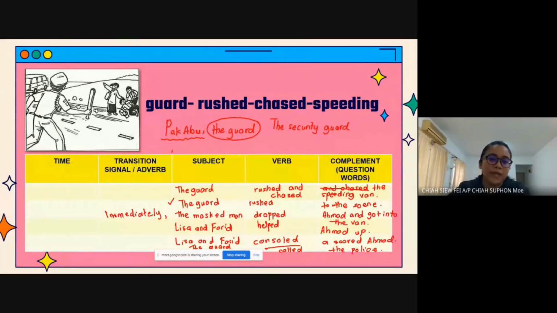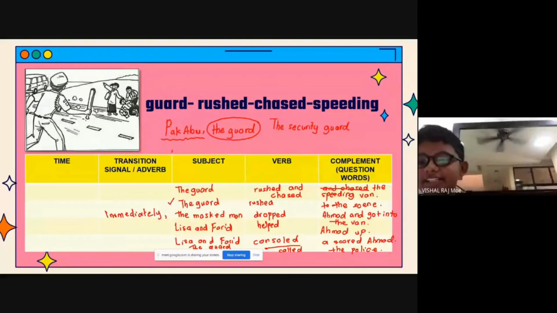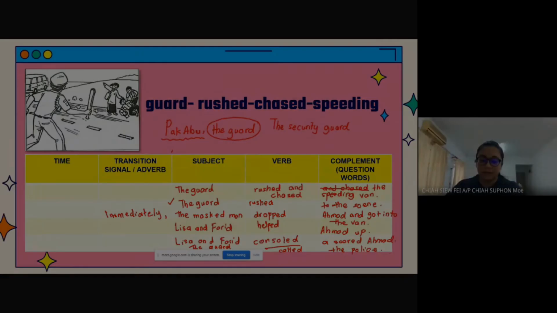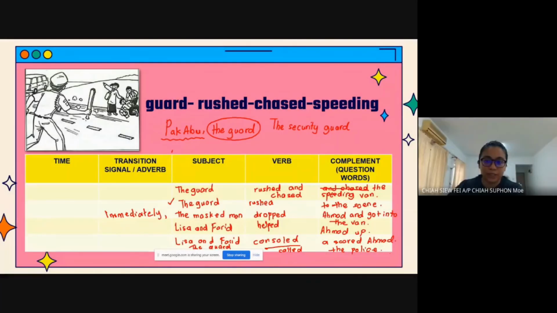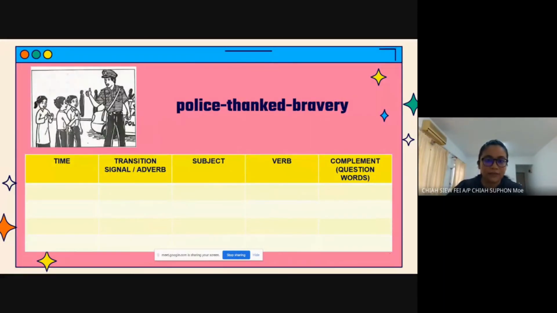So can we end here for picture number 2? Yes. So now we will go to the final picture. I'll give you 4 minutes to write your ending.